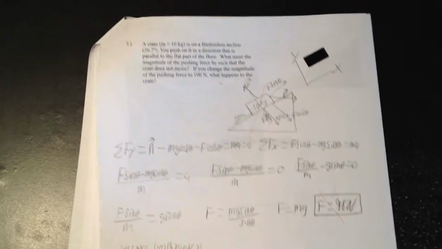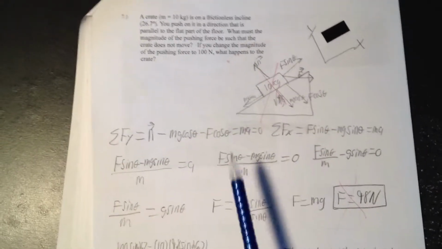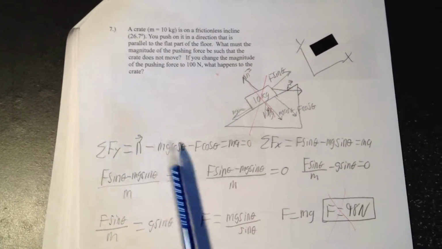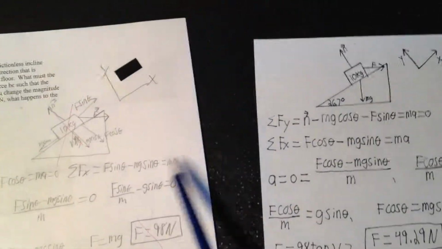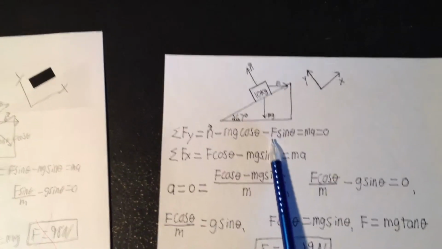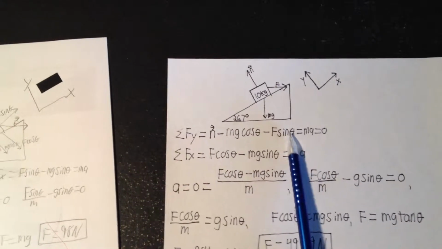And then the next one would be this one, which I redid here. The mistake I made the first time was that I came up with, in the y direction, the force of the push being F cosine of theta, but it was actually supposed to be F sine of theta in the y direction, and that's where I made my mistake. So we'll go through it over here.